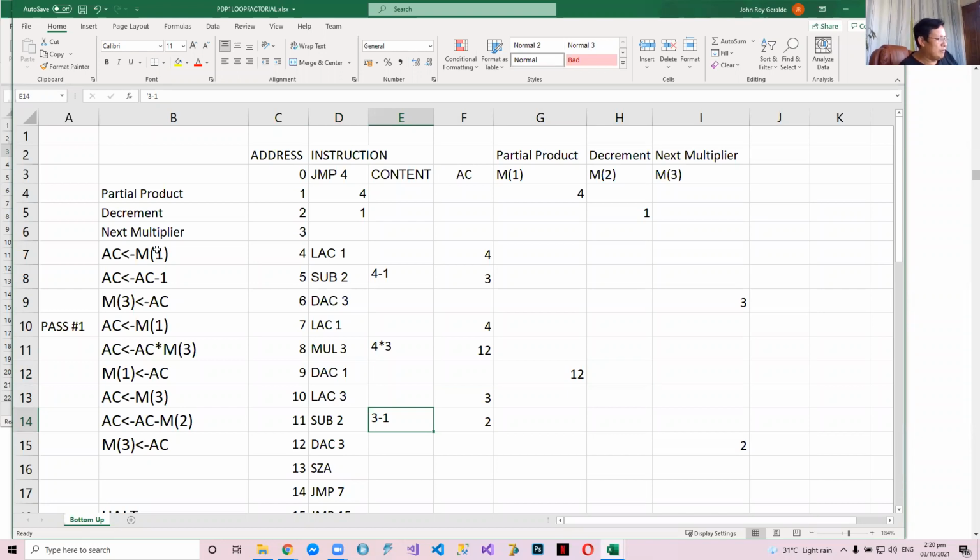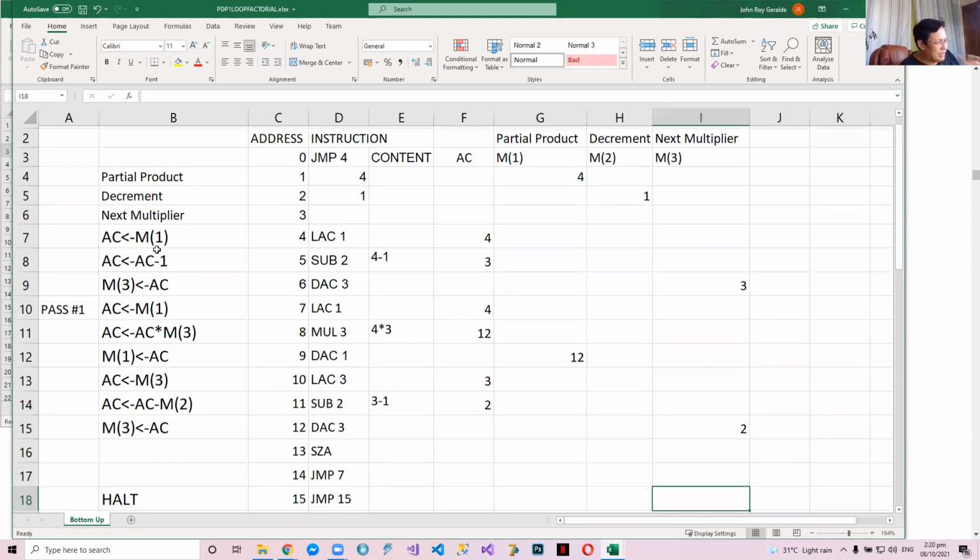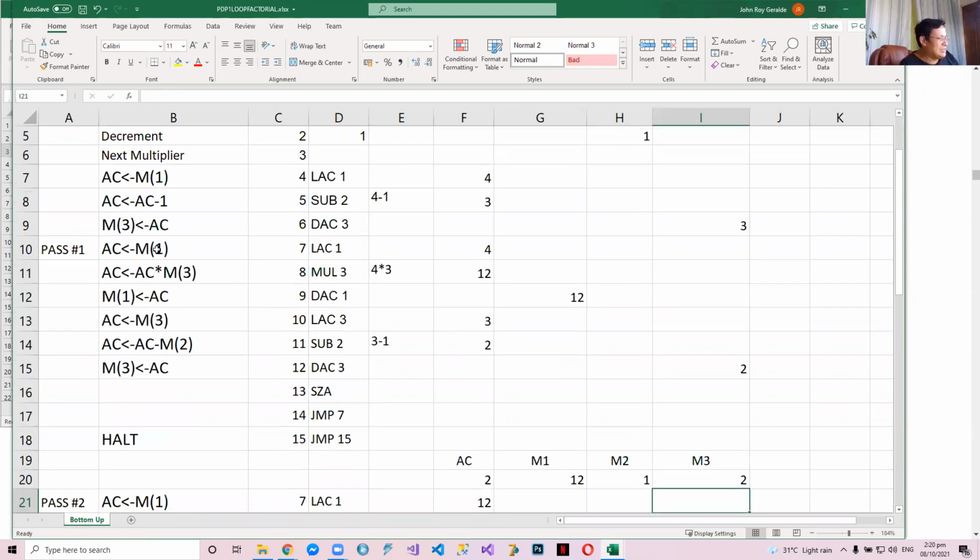So 2 is still 1. So 3 minus 1, this becomes 2. And then we DAC 3. So the next multiplier is here. Now, the critical part is here. SZA, skip on 0 accumulator. Okay? Skip on 0 accumulator. Is the accumulator 0?